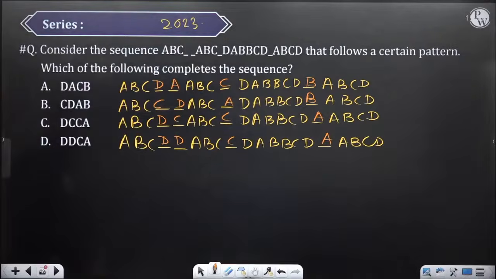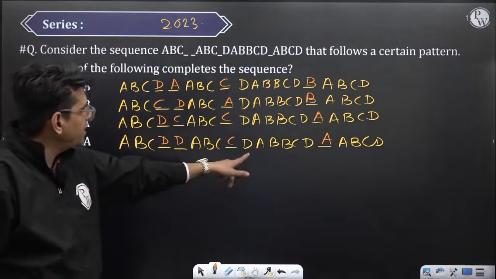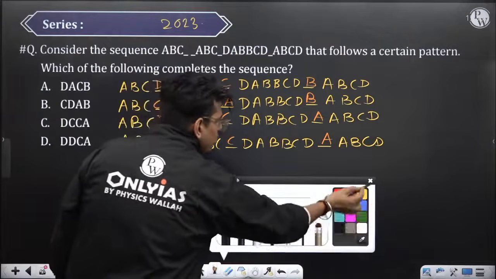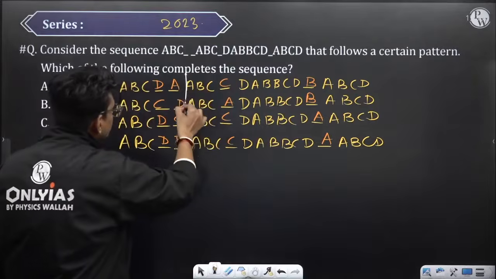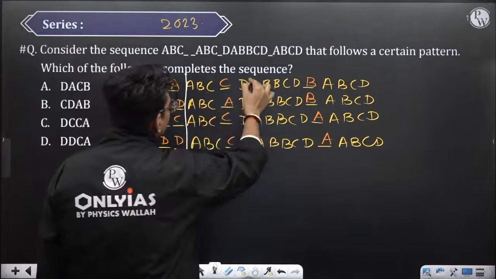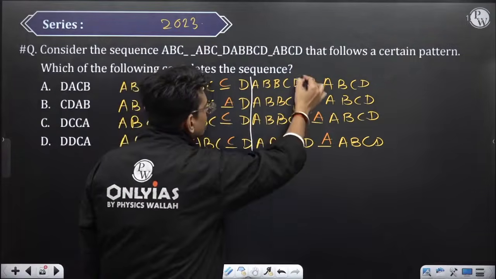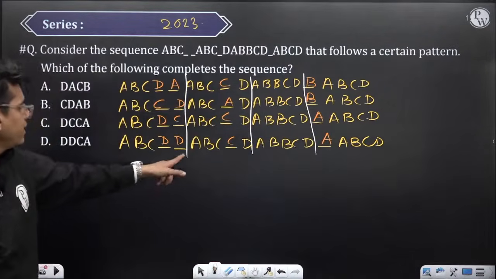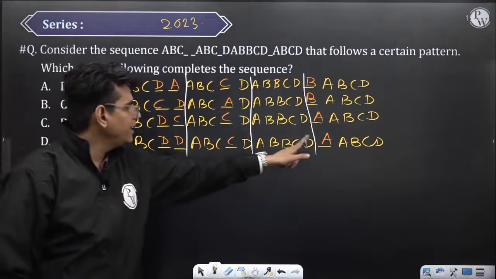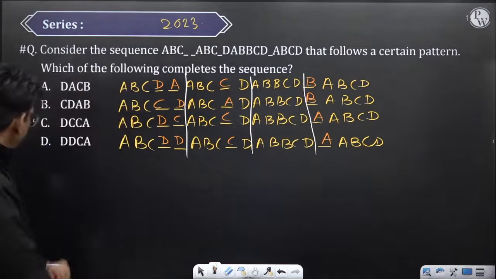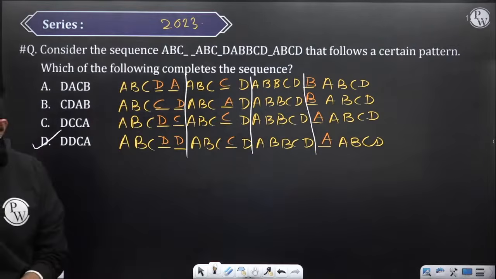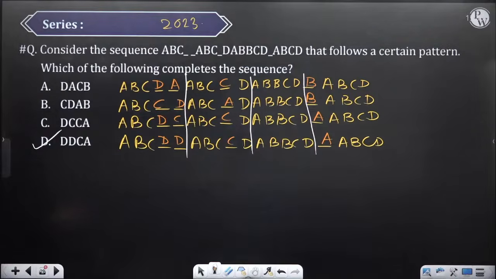I can see clearly option D is giving me some pattern. A B C D D, A B C C D, right? And I can divide all these into equal parts also to see the pattern. There are 20 letters, 1, 2, 3, 4, 5, 6. Done. So if you see ABCDD, ABCCD, ABBCD, AABCD, this is giving me a pattern. So A will be my option, right?